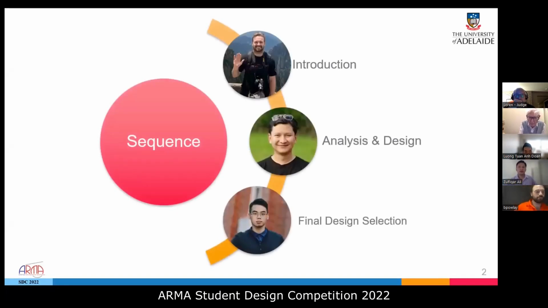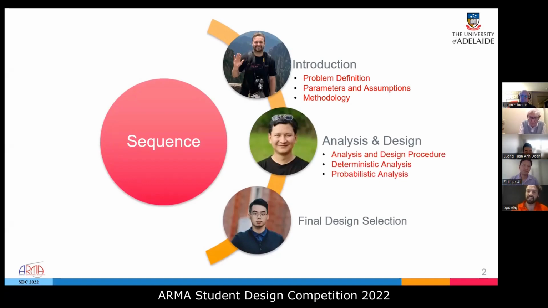Unfortunately, Yudho is back in Indonesia, so he can't present with us, but this is how it's going to roll. I'll be introducing the problem, the parameters that we've got, and the assumptions, and then going to methodology. Zulfikar will be going through analysis, design procedures, and deterministic and probabilistic analysis. And then at the end is the final design selection, construction, risk analysis, mitigation, and conclusion.